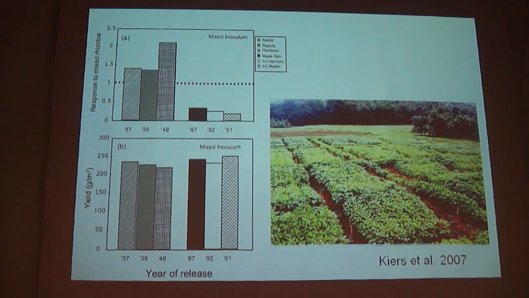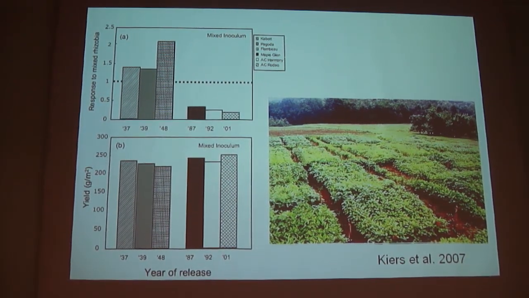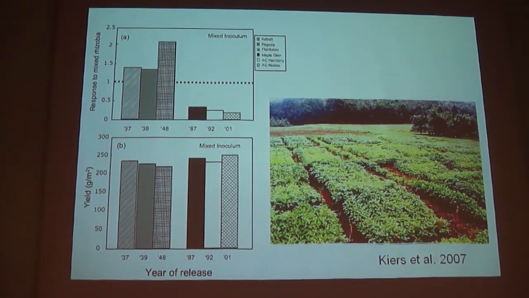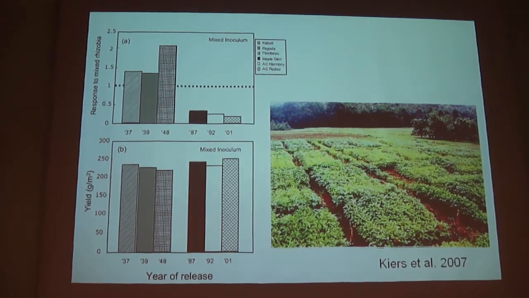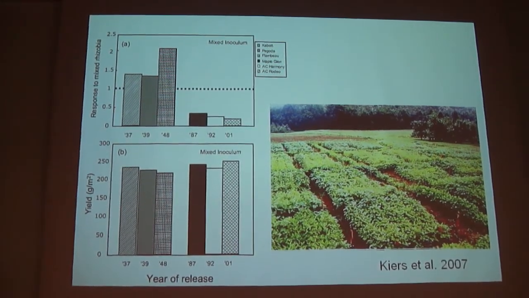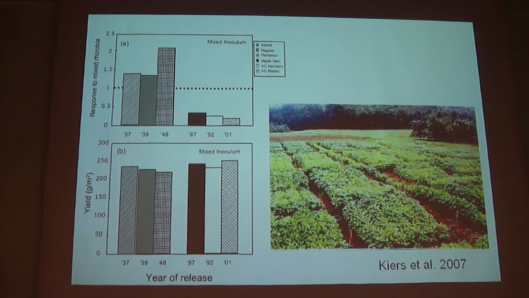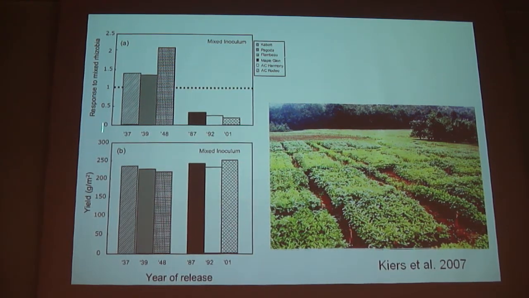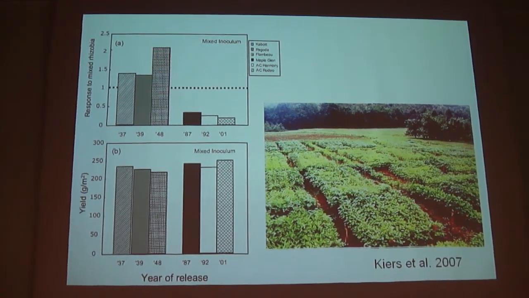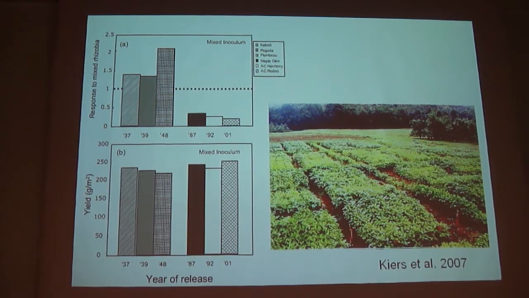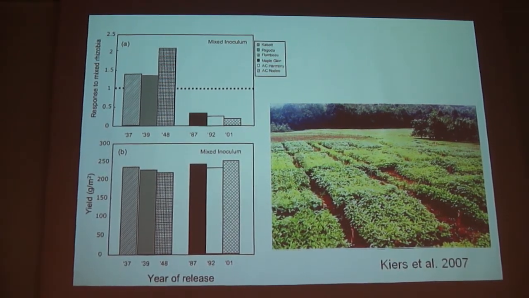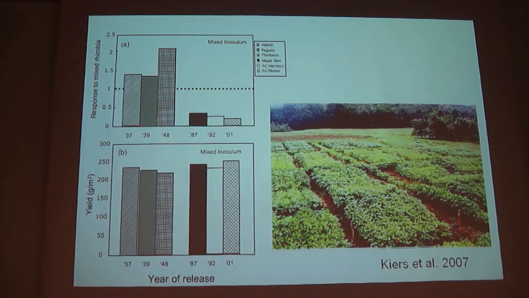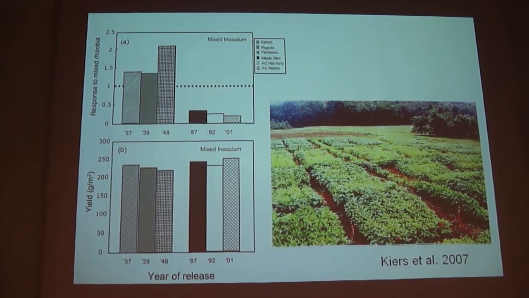grew them in a soil without indigenous rhizobia, grew them both with highly effective rhizobia and with a mixture of good and bad rhizobia. And then in the upper graph, she's calculated how well the soybeans yielded in the mixture of good and bad rhizobia relative to if they were with good rhizobia alone.